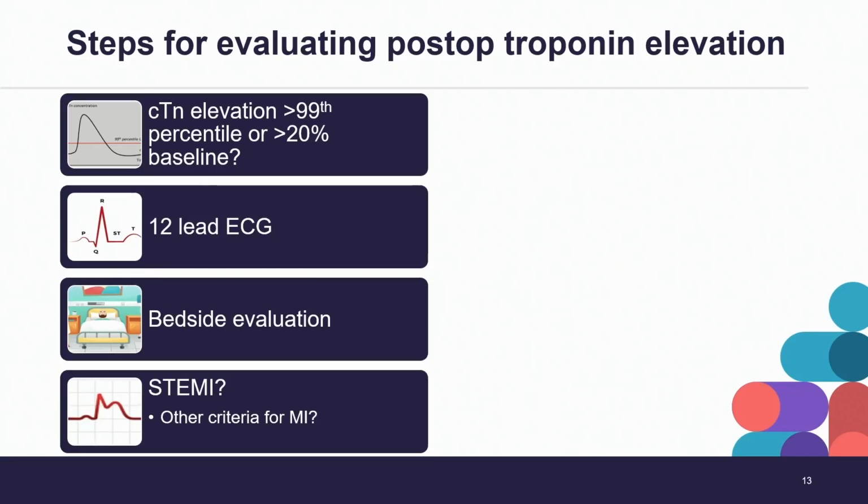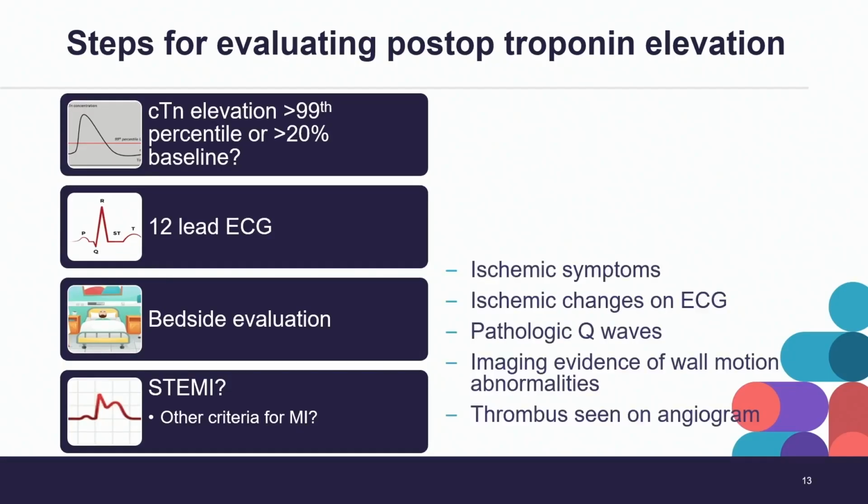If so, then a 12-lead ECG, a bedside assessment of symptoms, and potentially a focused cardiac ultrasound again to quickly evaluate for wall motion abnormalities or other signs of acute cardiac dysfunction is warranted. The immediate goal is to rule out a STEMI. Once a STEMI is ruled out, assess whether the situation meets any of the other criteria for MI, which are displayed here on the screen.